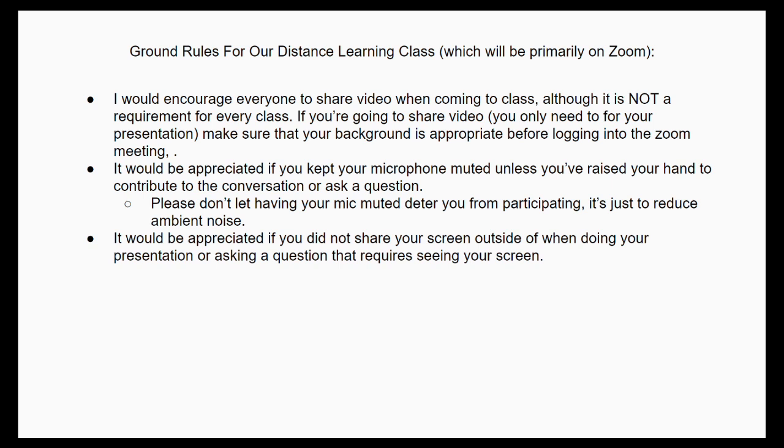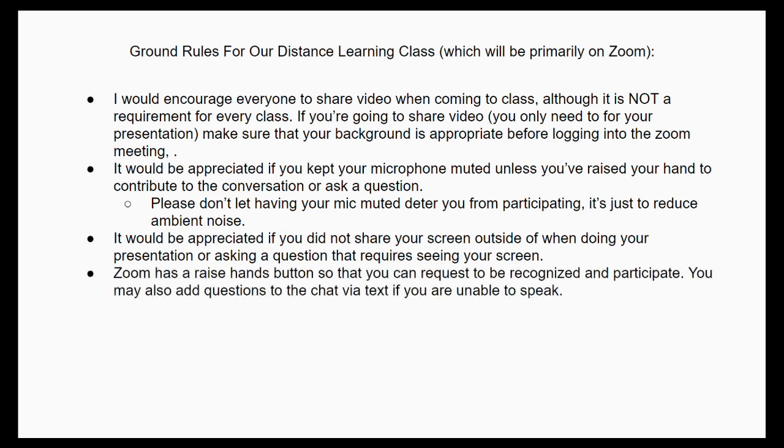It would also be appreciated if you didn't share your screen unless you were presenting. So sharing your screen is different than sharing video, right? Video is just of you as a person in front of your computer. Sharing your screen would mean sharing your desktop, allowing us to see what's on your desktop and such, which doesn't seem to be necessary unless you're doing a presentation, in which case we'd have to see your PowerPoint.